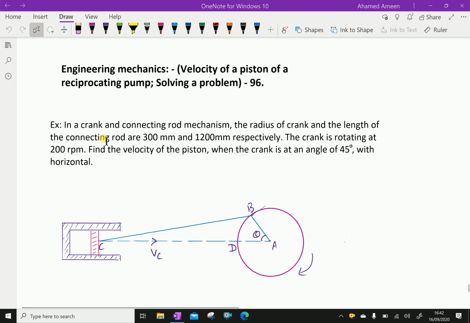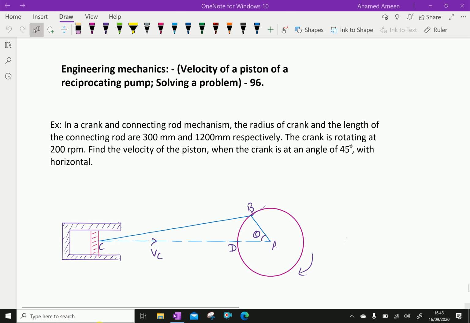Example: in a crank and connecting rod mechanism, the radius of the crank and the length of the connecting rod are 300 mm and 1200 mm respectively. The crank is rotating at 200 rpm. Find the velocity of the piston when the crank is at an angle of 45 degrees with the horizontal.